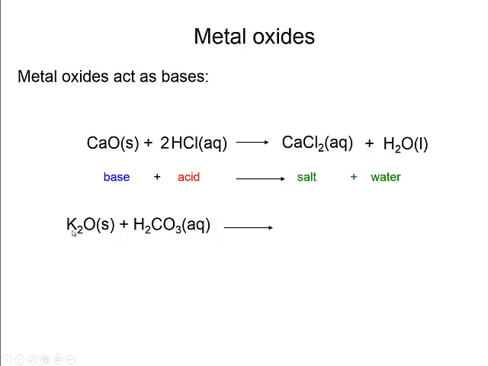We'll take the metal oxide, potassium oxide, and this time a weak acid, carbonic acid, but again you're just going to form a salt and water. The salt would be potassium carbonate, and then water remains.